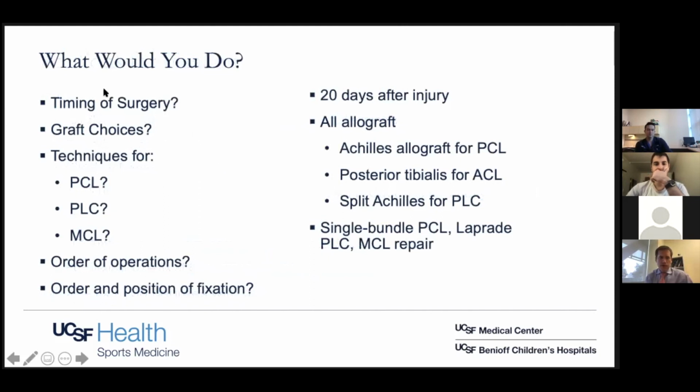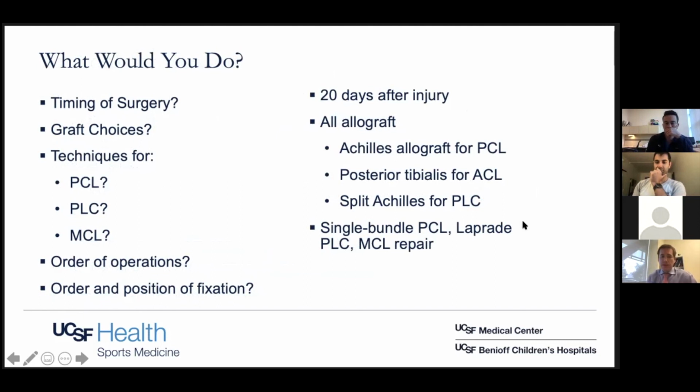All right, so back to our plan here. Timing of surgery. I saw this patient just a few days after injury, and then gave him a couple of weeks for hopeful capsular healing, and then planned for reconstruction, and we worked it out at 20 days. So, targeting that early reconstruction.